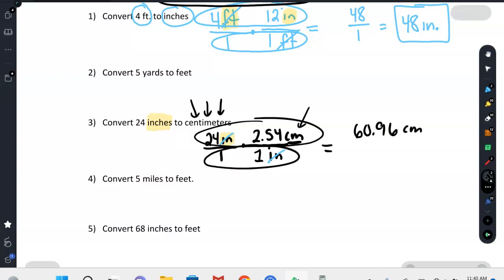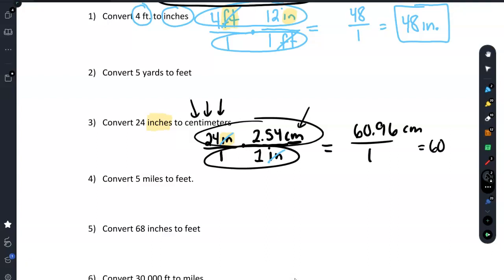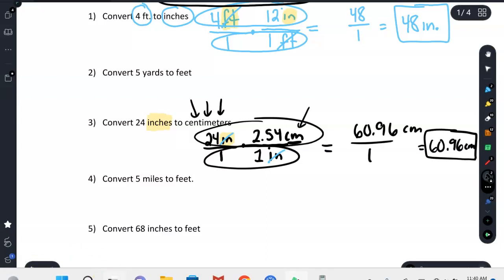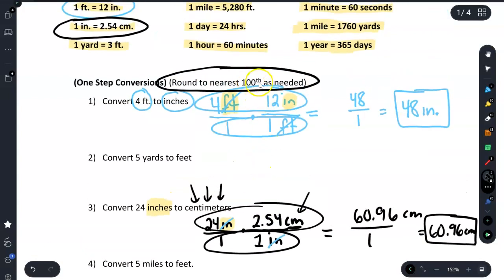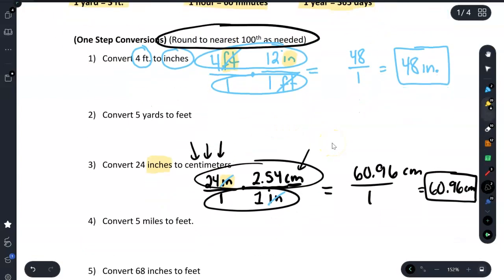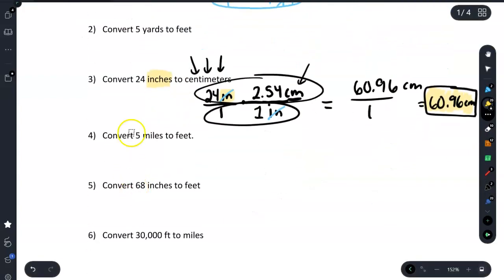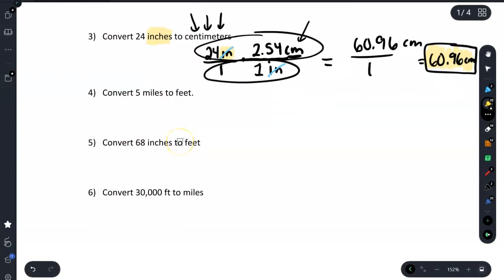And across the bottom, 1 times 1 just gives me 1. So if I'm dividing 60.96 by 1, that is still just 60.96. And now that's going to be centimeters. 60.96 centimeters. And I'm supposed to be rounding this to the 100th, which is 2 decimal places. So I didn't have to round that answer either. But that's going to be the process. I'll let you try number 4.